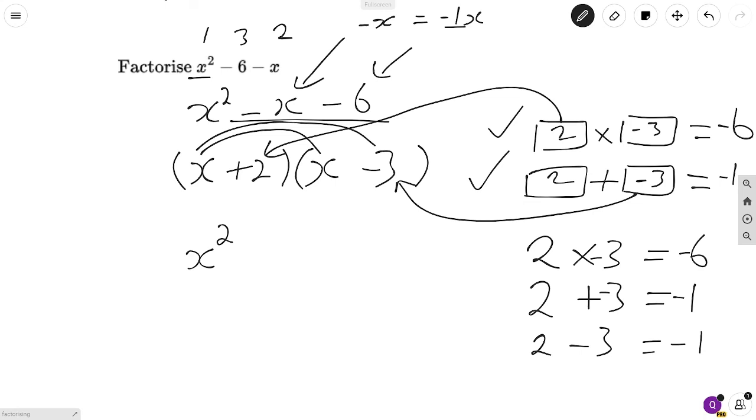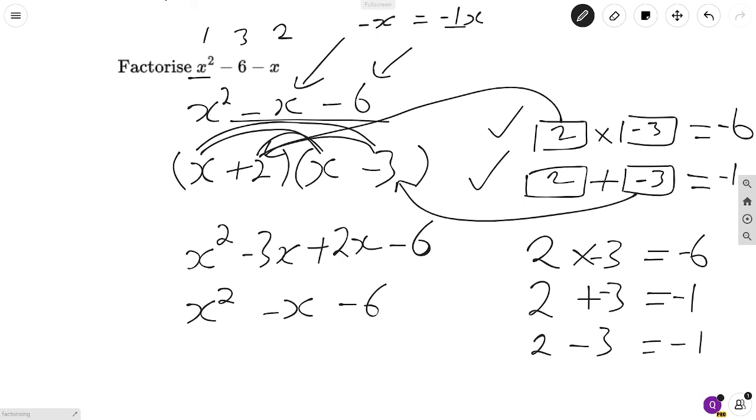X multiplied by negative 3 is negative 3x. 2 multiplied by x is positive 2x. 2 multiplied by negative 3 is negative 6. Now let's collect like terms. We've only got one x squared term, so that's x squared. Negative 3x plus 2x is negative x. Minus 6 is minus 6.